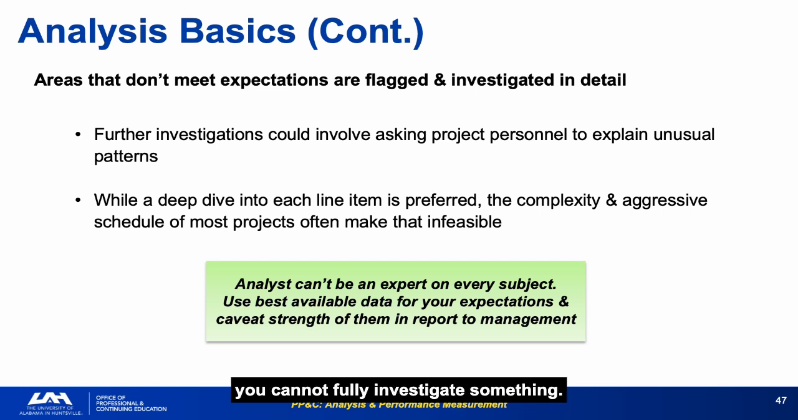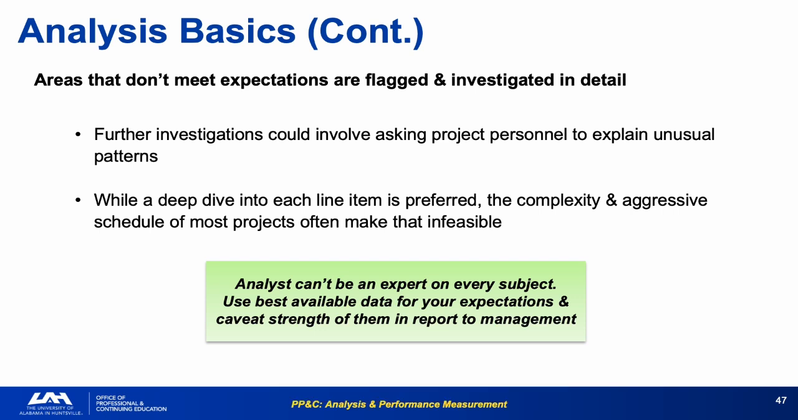When you cannot fully investigate something, caveat the strength of your expectations in the report to management. Transparency about uncertainty is a credibility builder. Flagging something as unusual and asking for an explanation is itself a form of quality control. It signals to the project team that their numbers are being examined.